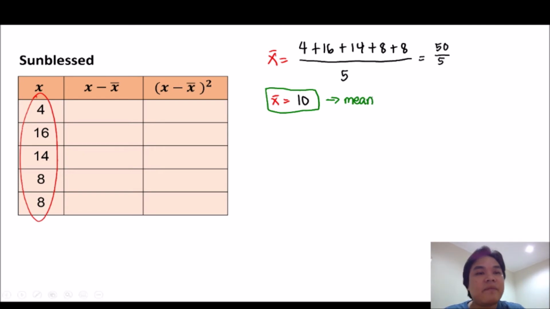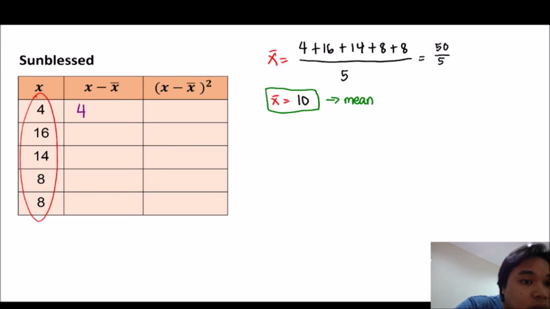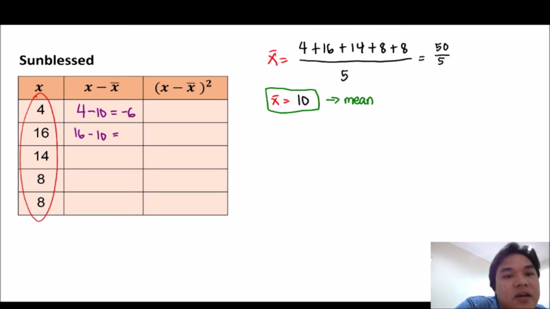Okay, next step is to get the deviations. Take the deviations of each score from the mean. So 4 minus 10 is negative 6. 16 minus 10 is 6. 14 minus 10 is 4. 8 minus 10 is negative 2. 8 minus 10 is also negative 2.